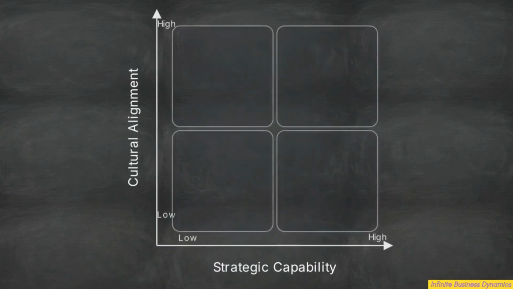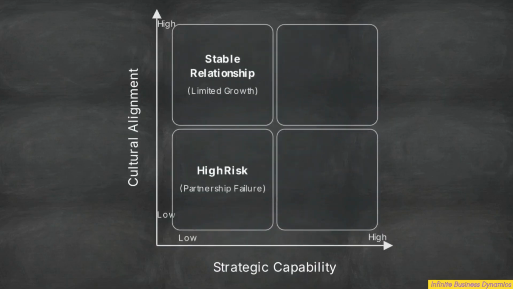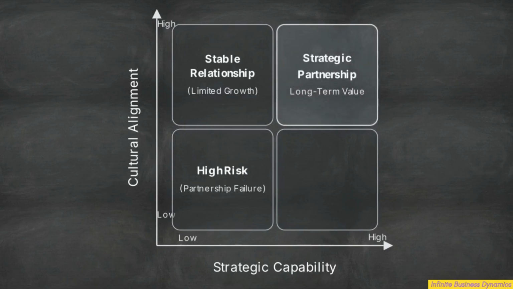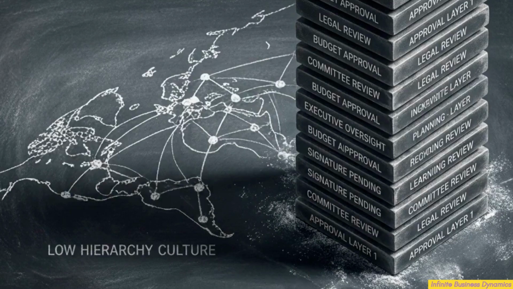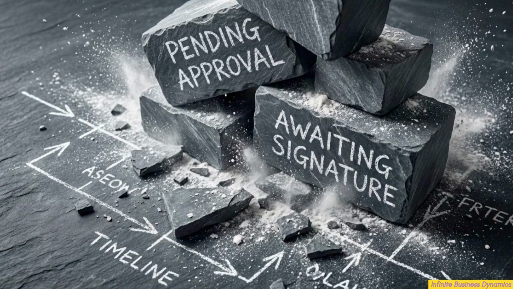This matrix plots cultural alignment against strategic capability, systematically quantifying partnership risk. While high capability and high alignment yields long-term value, severe danger lies where high capability meets low cultural alignment, guaranteeing exhausting operational conflict. For example, if a buyer organization with a flat, low hierarchy culture integrates with a highly hierarchical supplier, the result is friction. The buyer expects immediate, independent answers, while the supplier waits for localized executive approval, drastically slowing down decisions.